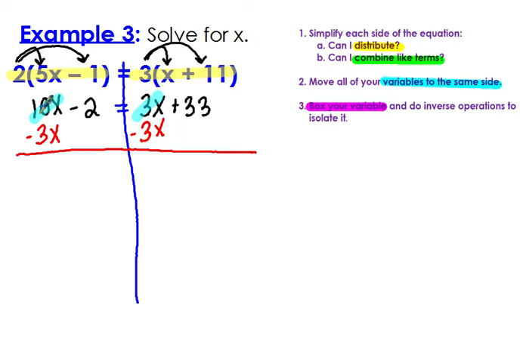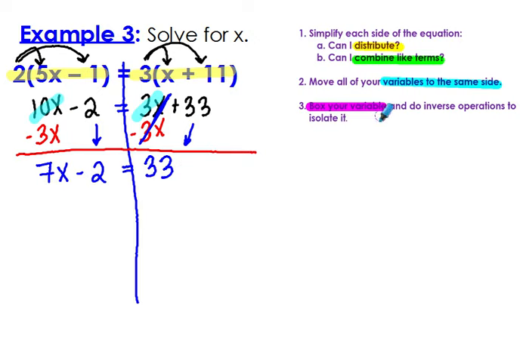And when I do that, 10x minus 3x is 7x. Bring down the minus 2 that I didn't touch. 3x minus 3x goes to 0, which is why I subtracted it. And then I bring down the positive 33 that I didn't touch.